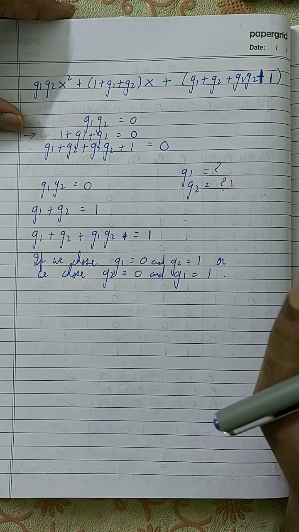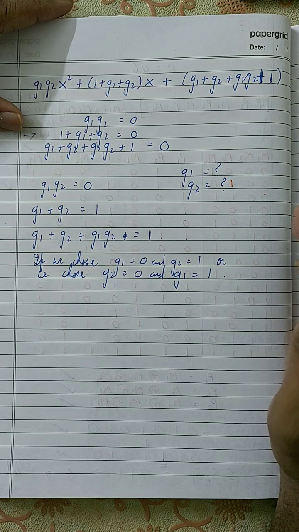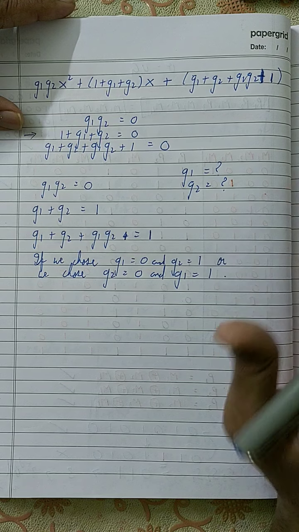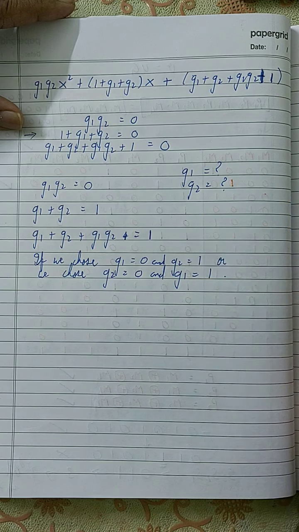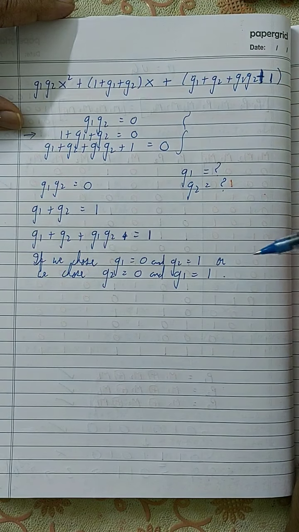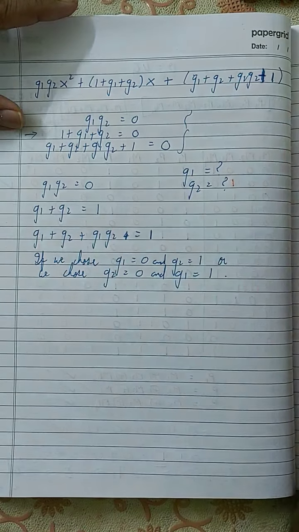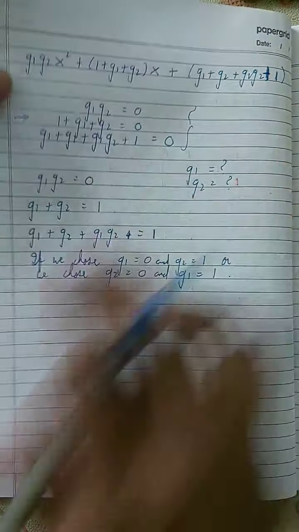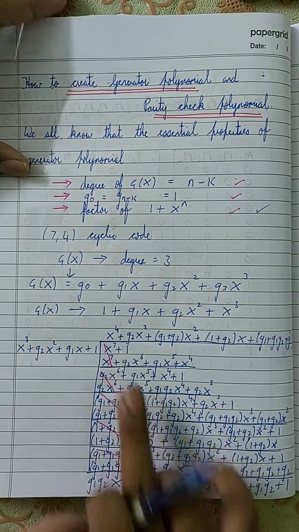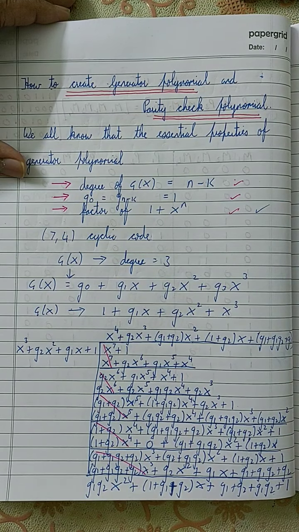So you're going to fix one value. Either you choose G1 is equal to 0 and G2 is equal to 1, or G2 is equal to 0 and G1 is equal to 1. You can choose either of these two conditions, because both will satisfy all three equations. If they satisfy all three equations, then only the remainder will become 0. And when the remainder becomes 0, then only g of x becomes a factor of x raised to 7 plus 1, which is one of the essential properties of the generator polynomial.